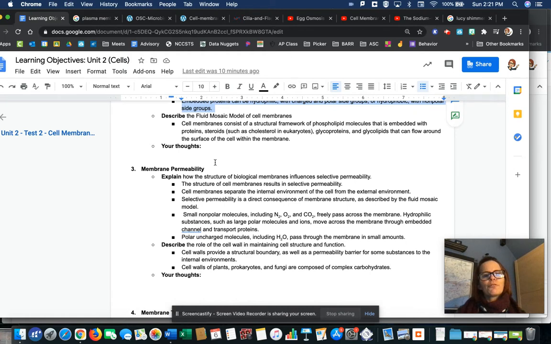Okay, describe the fluid mosaic model of cell membranes. So fluid mosaic. Fluid means that it's constantly moving and shifting. The way they say the fluid mosaic model, they compare it to icebergs in the water. That icebergs are shifting and moving with the currents and they shift around. It's not a stationary or static structure in the cell. Mosaic just means that it's this mosaic of all these proteins and other things that are embedded in the cell membrane.